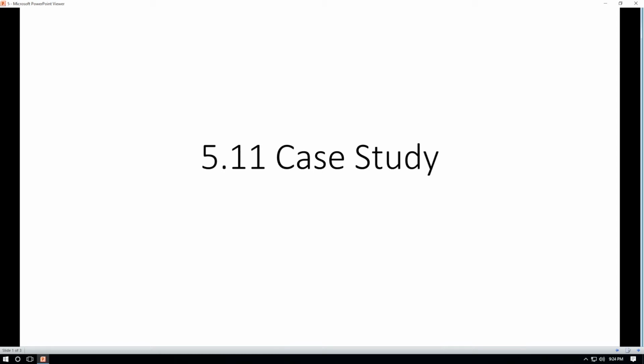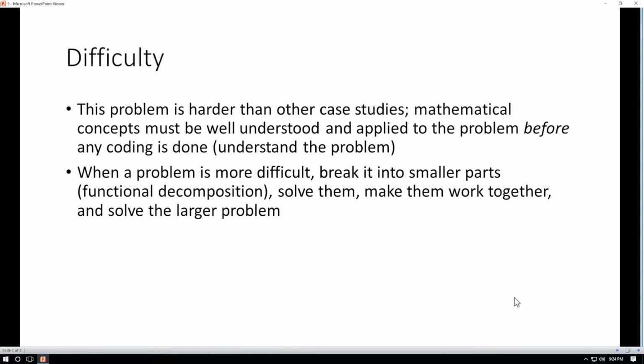In this section, we're going to study prime numbers. This problem is more difficult than the other case studies that we've done so far. It is a mathematical problem, and it takes a certain amount of mathematical reasoning to get a good approach to solving it. Particularly with mathematical problems, it's important to understand the problem. Do it before any coding is done.